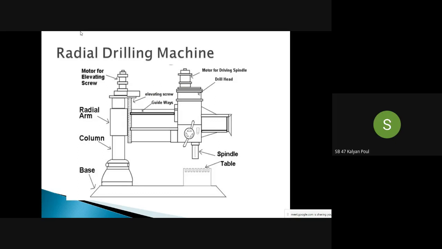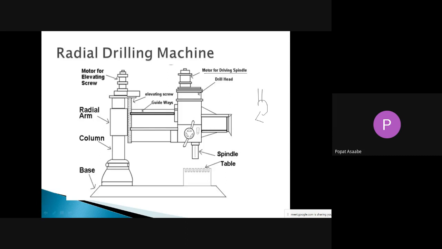Yes, sir. Okay, see, this is about the construction of your radial drilling machine. Now we will discuss the working of the radial drilling machine, how it is going to work. Again, it is simple. When we give the supply to the electrical motor, the motor starts to rotate, and the power from that motor is given to the spindle. When the motor starts to rotate, your spindle also starts to rotate.